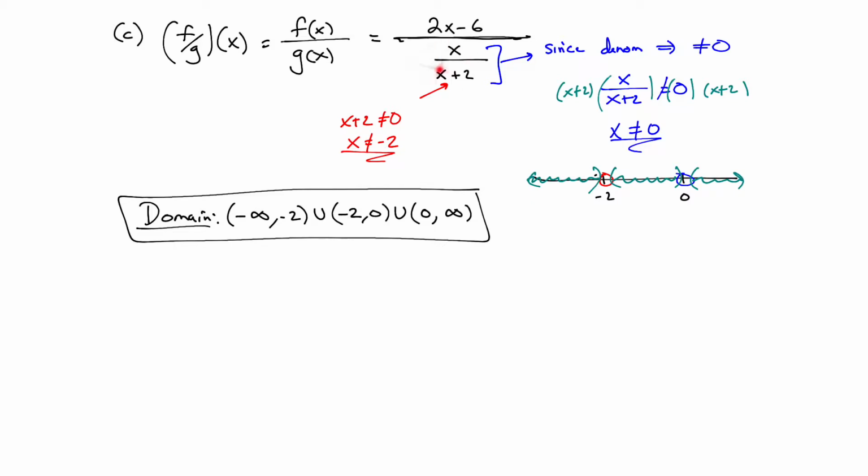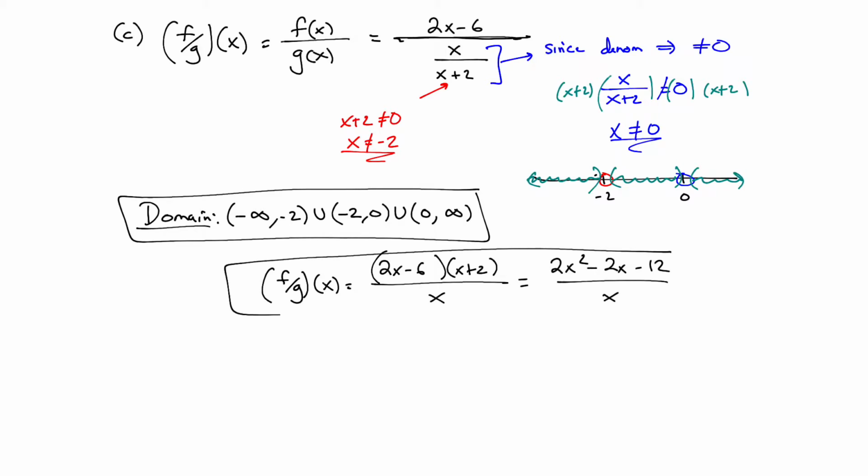So we're dividing by a fraction, and if you divide by a fraction, you flip and multiply. So f over g of x is just going to be defined as 2x minus 6 times x plus 2 all over x. Or that'll be 2x squared minus 2x minus 12 over x. Either way should be fine.